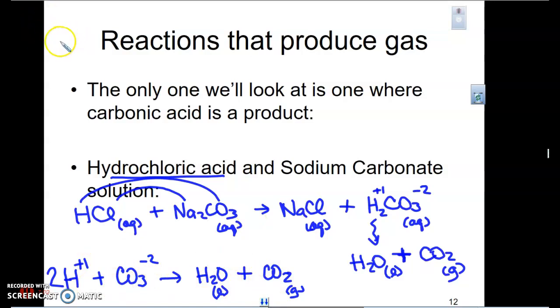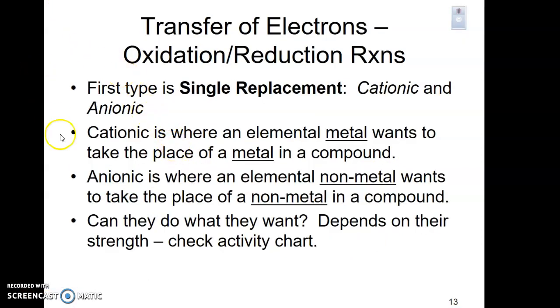So that's just the one you're going to be responsible for. You can write it out like this. You can write it like this, however you want to. Just make sure you realize that H2CO3 breaks down into water and CO2. Okay, that's it for that part.